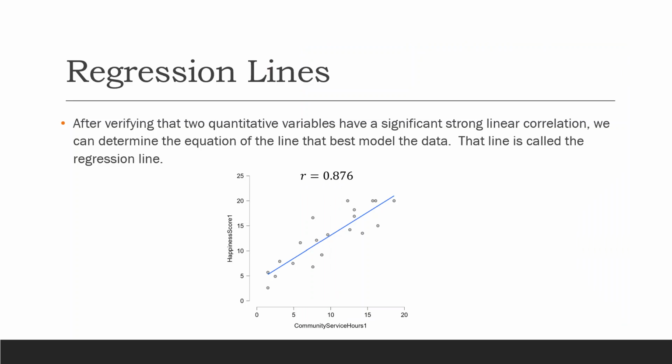That line of best fit, or that line that best models the data, is what we're calling our regression line. We saw in our last lecture video that we had a strong, significant linear correlation, and it was positive, between the variables community service hours and happiness score. So what we can do now is run an analysis to see what line of best fit, or what line best models that data.